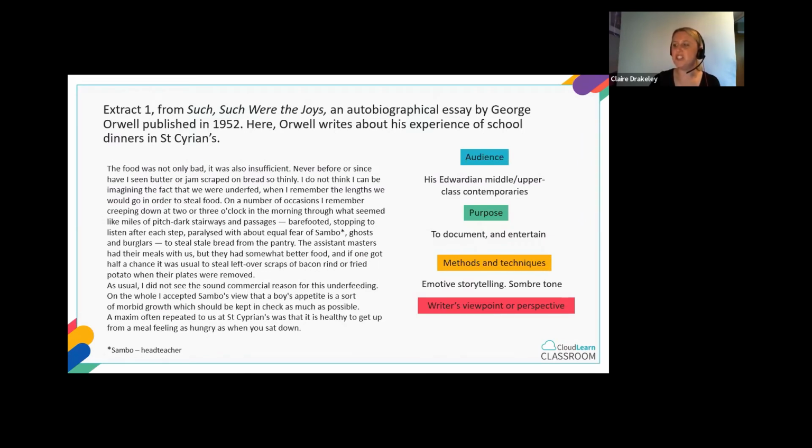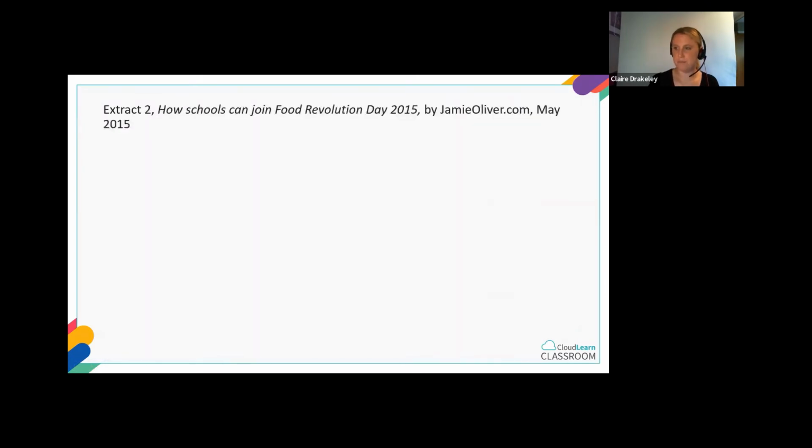Methods and techniques. He's using emotive storytelling here, isn't he? When he talks about the kids being hungry and having to steal food, very emotive language and a somber tone. He does have some jokes in here about the ghosts and the burglars and the ghouls, but mainly he's talking about starving children. It is quite somber. And yeah, well done, Rodri. His writing viewpoint and perspective is that children in school were kept hungry and deliberately underfed. Well done. So let's look at our second piece now.